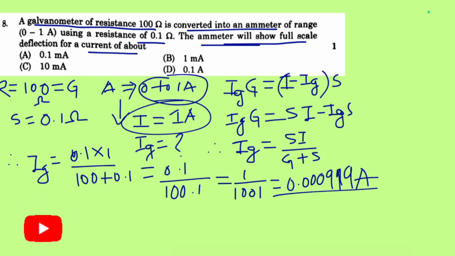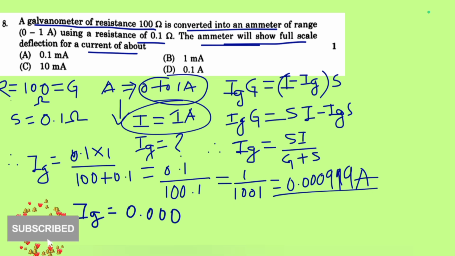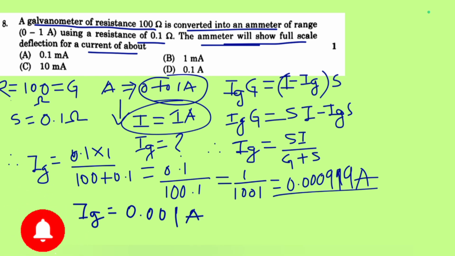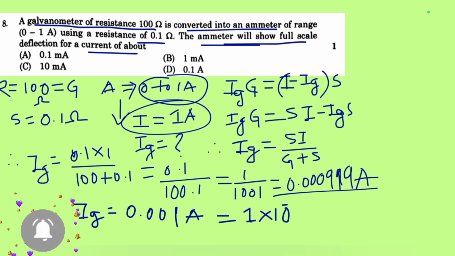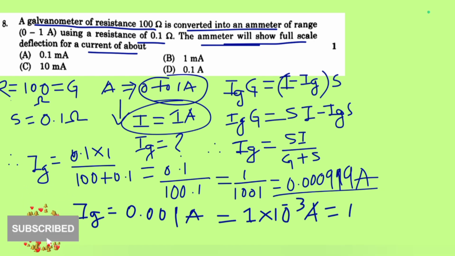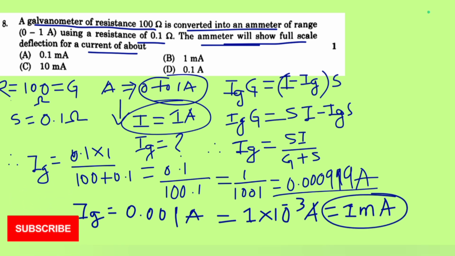So I can write this value as Ig equal to 0.001 ampere. That can also be written by shifting the decimal point to the right, so it becomes 1 into 10 to the power minus 3 ampere, or 1 milliampere. We'll check whether the given option is there or not. You can see option B is there, that is 1 milliampere. So this should be your answer to this question.